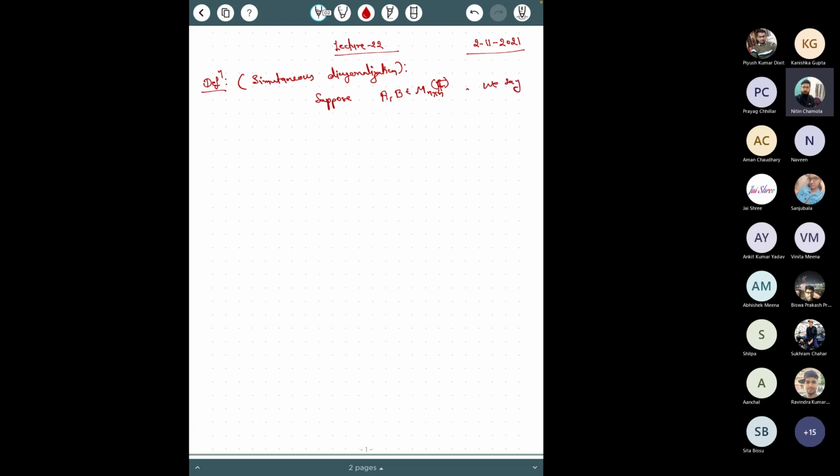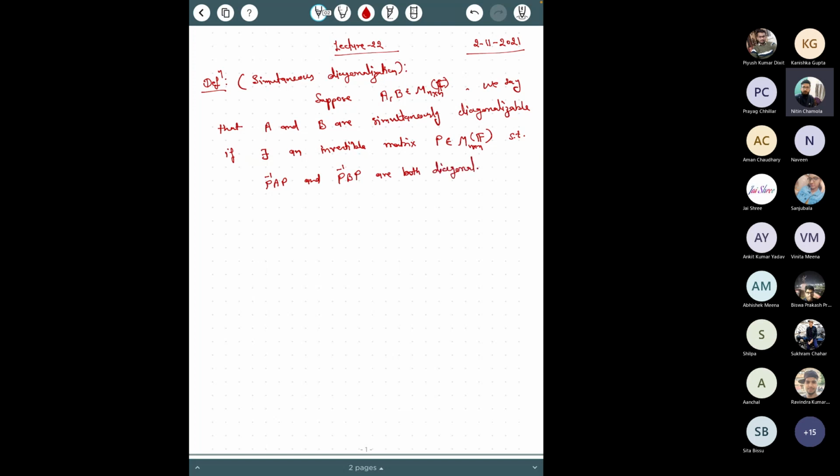Then we say that A and B are simultaneously diagonalizable if there exists an invertible matrix P, of the same size over the same field, such that P inverse AP and P inverse BP are both diagonal. So that means the same matrix P diagonalizes A and B.